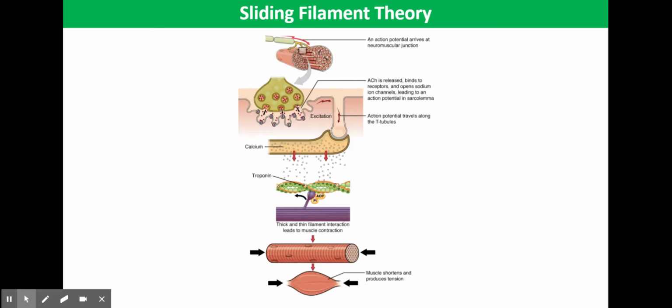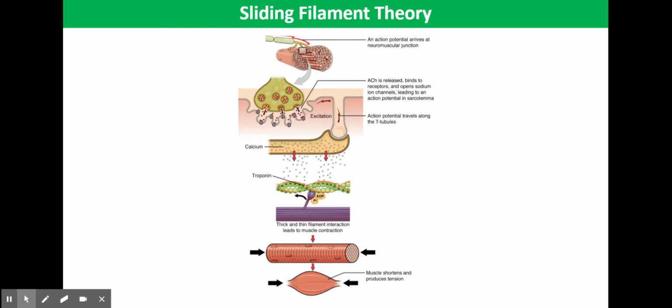We're now going to look at the control of contraction. When the muscle is stimulated, the action potential passes along the sarcolemma and down the transverse tubules, or T-tubules, into the muscle fiber. The action potential is carried to the sarcoplasmic reticulum, which stores calcium ions, and causes the release of calcium ions into the sarcoplasm. The calcium ions bind to troponin, which alters the shape, pulling the tropomyosin aside. This exposes the binding sites on the actin.